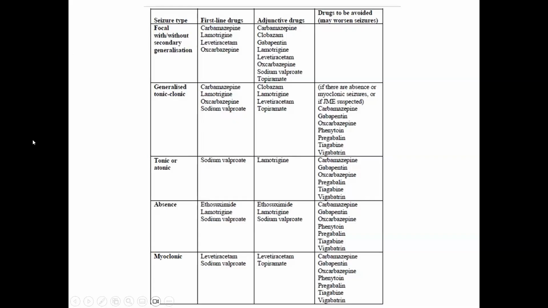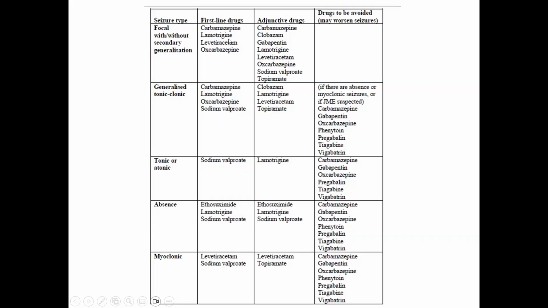So focal seizure means the seizure is only on one side. Secondary generalization is it starts from one side and gradually involves both sides. That is secondary generalization. And for generalized seizure, generalized means both the cerebral hemispheres are involved simultaneously or rapidly. For those two, carbamazepine and lamotrigine are first line.